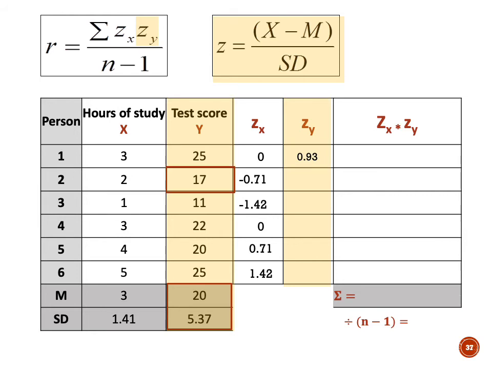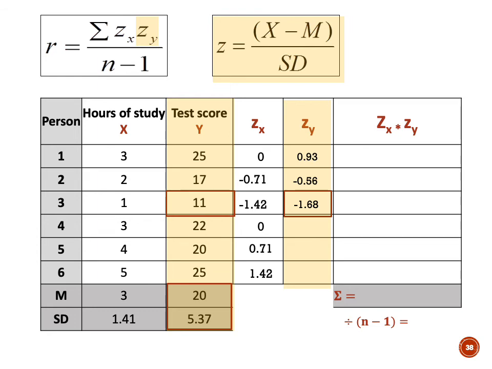For the second row, the person's test score was 17, so I subtract our mean from that, which is 17 minus 20, I get negative 3. Divide that by the standard deviation, and I get a z-score of negative 0.56. So again, same process for the third row of data. Here again, I'll do 11 minus 20. I get negative 9. I'm going to divide by the standard deviation of 5.37. And that gives me a z-score of negative 1.68.